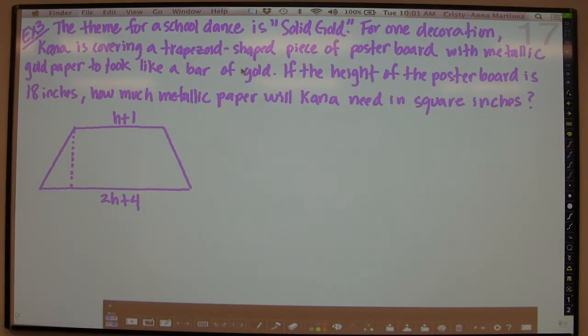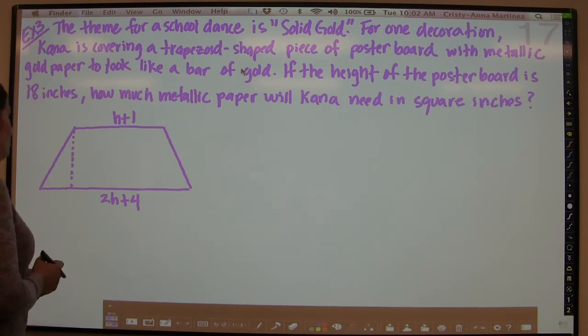Oh, word problem, our favorite. Okay, the theme for a school dance is solid gold. It's kind of lame, but forgive them, for they know not what they do. For one decoration, some girl is covering a trapezoid-shaped piece of poster board with metallic gold paper because she wants it to look like a bar of gold. That is how creative they are.